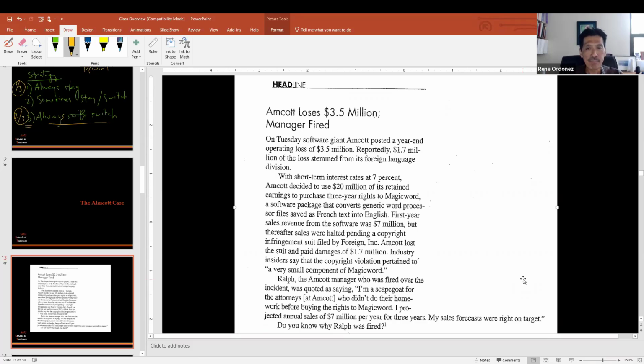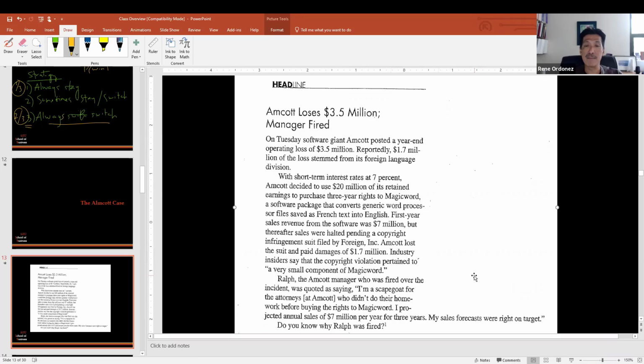All right. First year sales revenues from software was 7 million, but thereafter sales were halted pending a copyright infringement suit filed by Foreign Inc. Almcott lost the suit and paid damages of 1.7 million. Industry insiders say that the copyright violation pertained to a very small component of Magic Word.